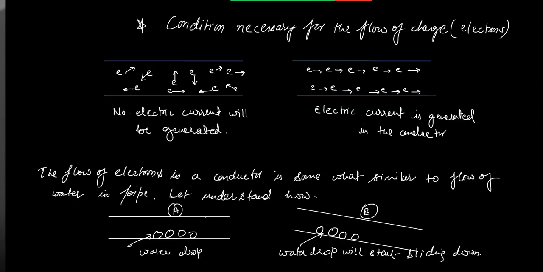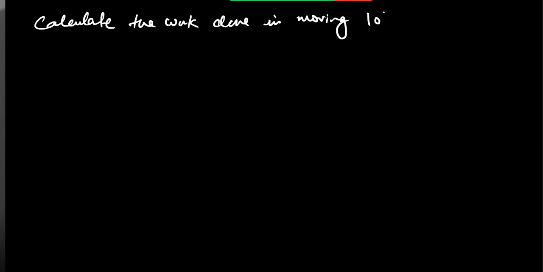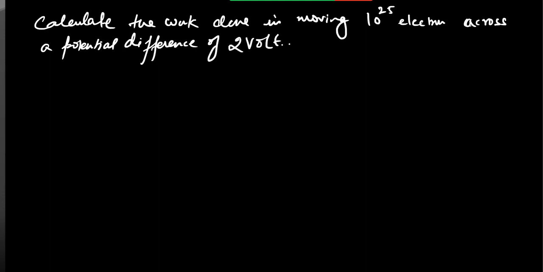So if the question comes to you: calculate the work done in moving 10 raised to the power 25 electrons across a potential difference of 2 volt. So do this one.